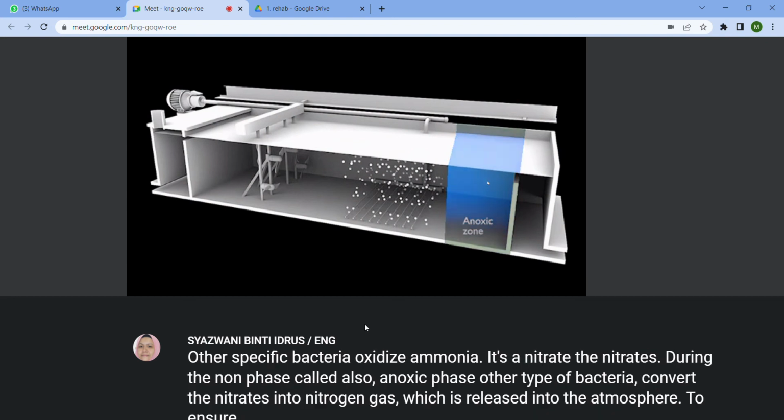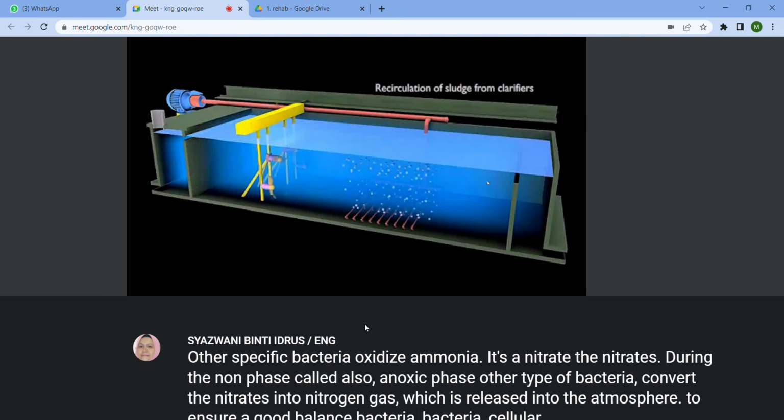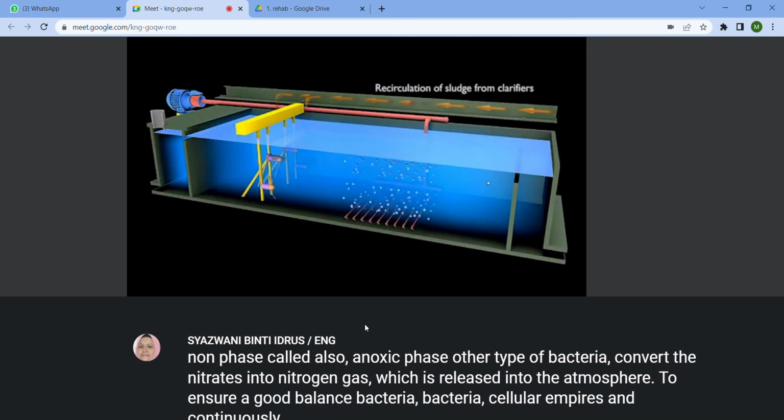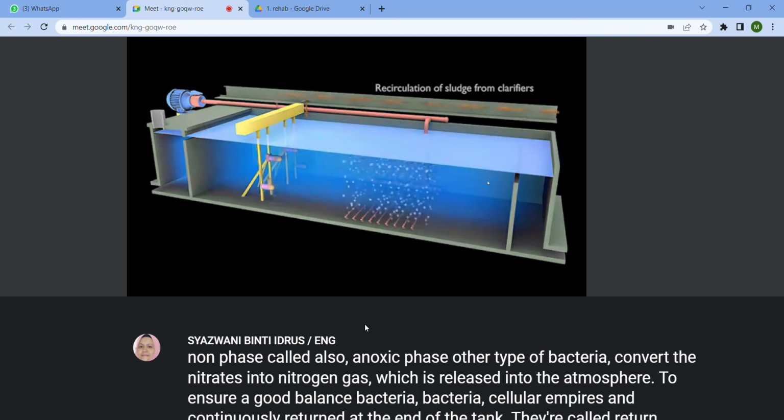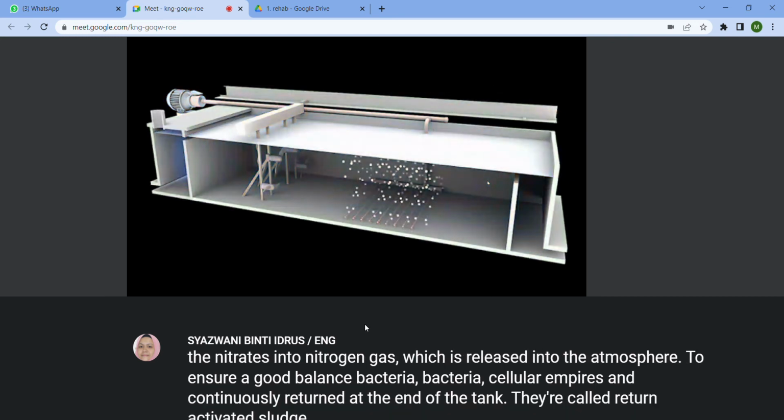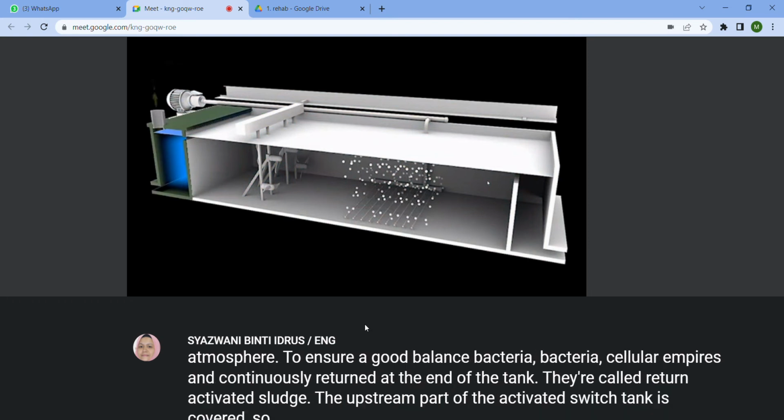To ensure a good balance, the bacteria settled in the clarifiers are continuously returned at the inlet of the tank. They are called return-activated sludge. The upstream part of the activated sludge tank is covered so that odorous air is trapped and extracted towards odor treatment units.